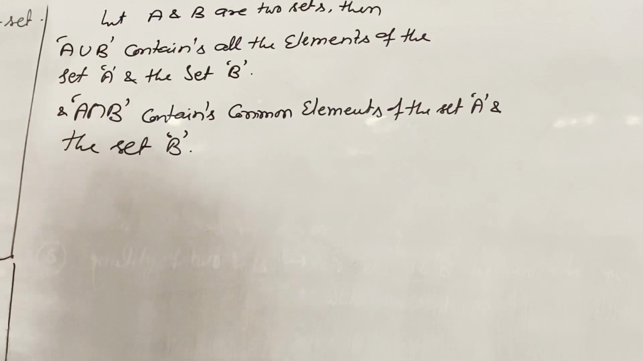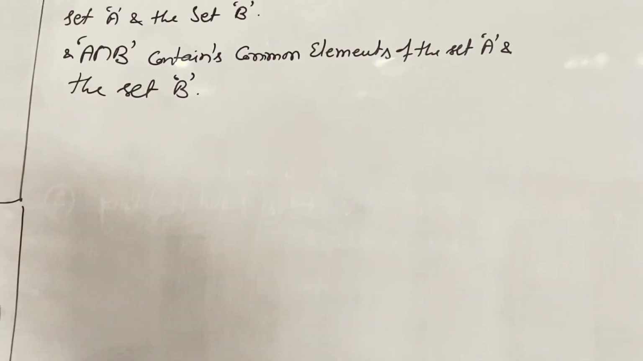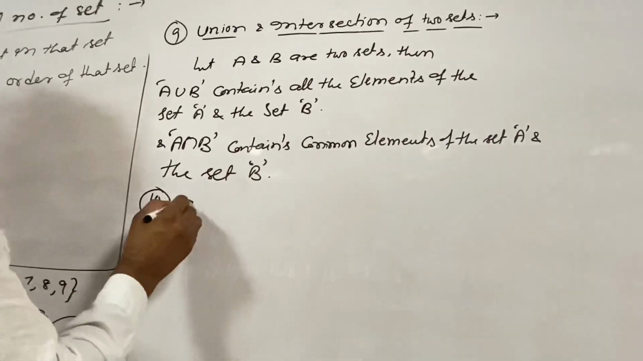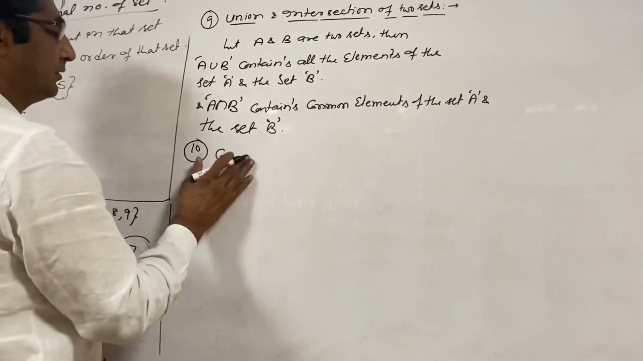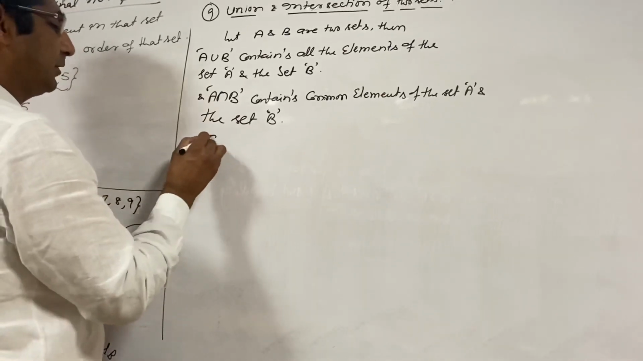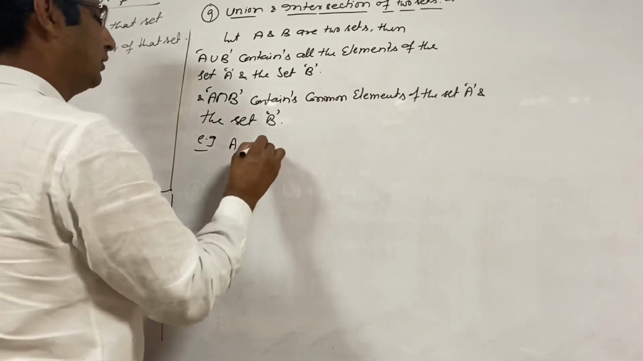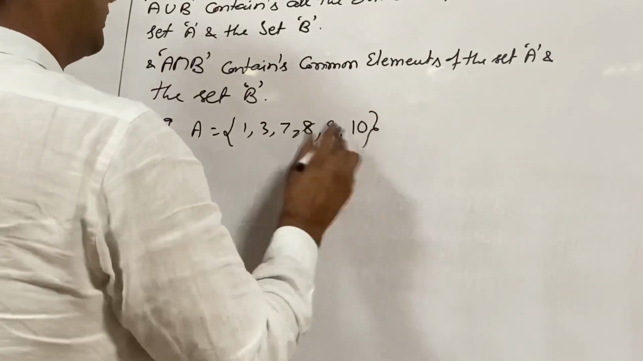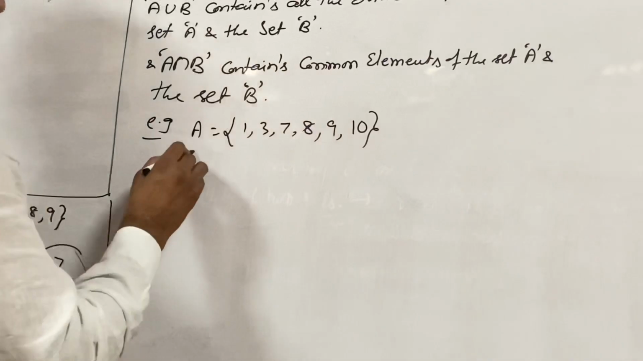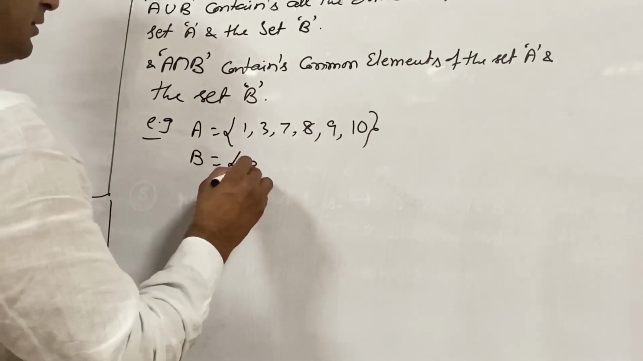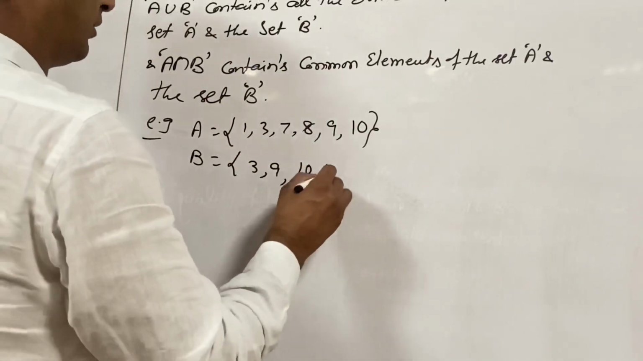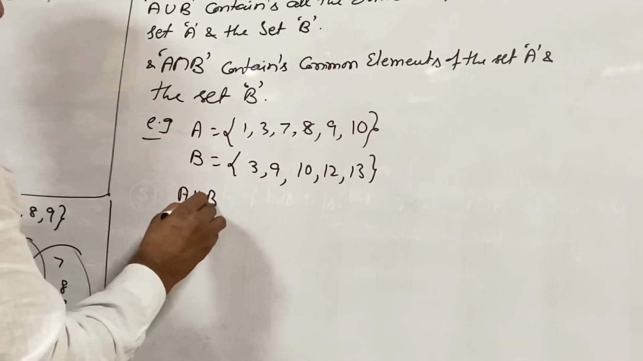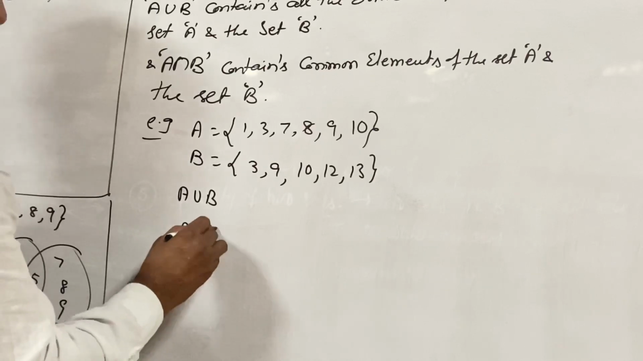Now complement. After 8, this is 9th and this is 10th. Complement. Firstly, an example. For example, A equal to 1, 3, 7, 8, 9, 10. This is a set. Suppose that A and B, B contains 3, 9, 10, 12, 13. Then firstly find A union B and then find A intersection B.